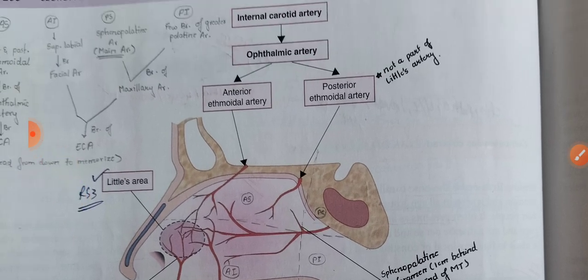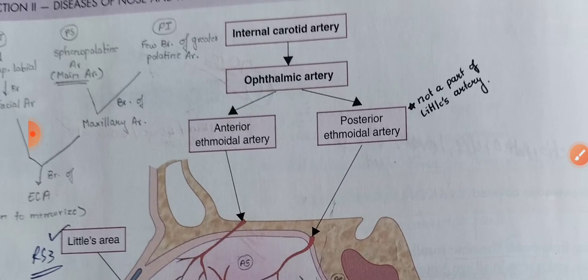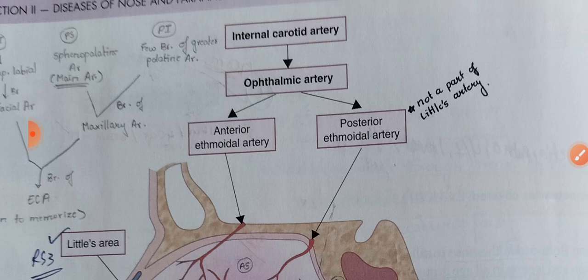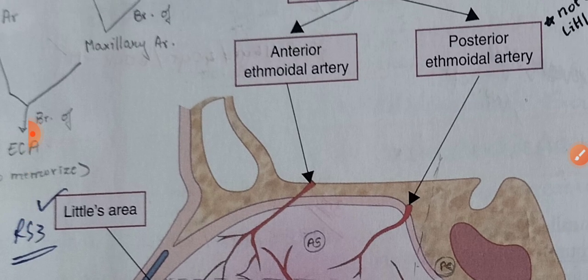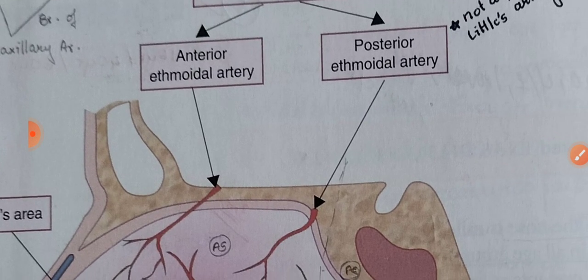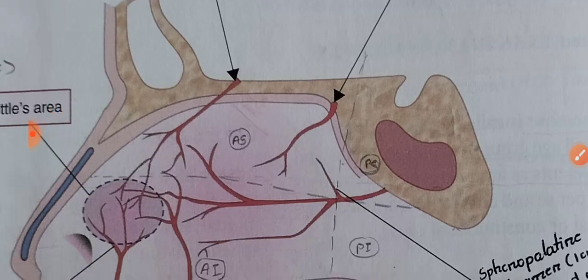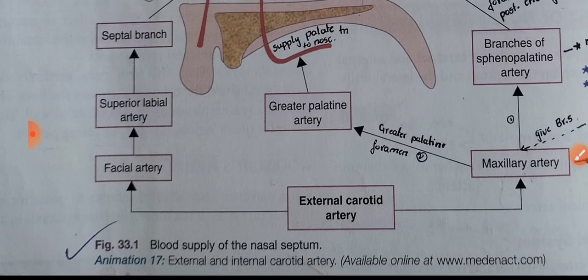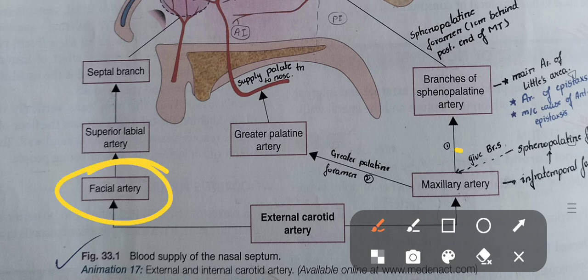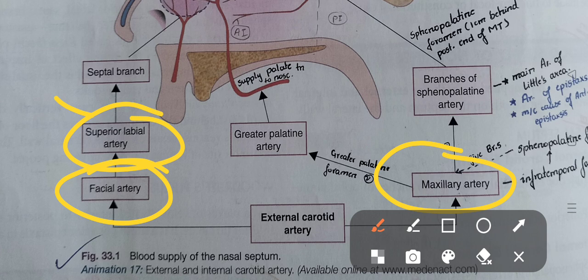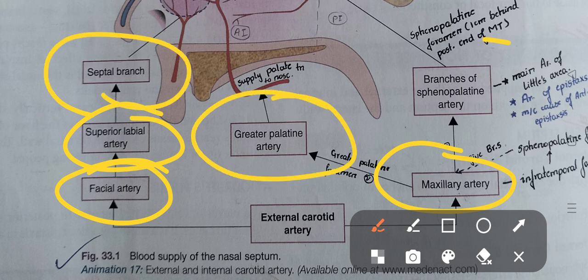Here is a beautiful diagram given in our textbook. Here see, the internal carotid artery gives rise to the ophthalmic artery, which gives rise to the anterior ethmoidal and posterior ethmoidal arteries. The anterior ethmoidal artery supplies the anterior superior part, and the posterior ethmoidal artery supplies the posterior superior part. Now from below, the external carotid artery gives two branches: one is the facial artery, another is the maxillary artery. The facial artery continues as the superior labial artery and its septal branch. The maxillary artery gives rise to two branches, that is the greater palatine artery and branches of the sphenopalatine artery.